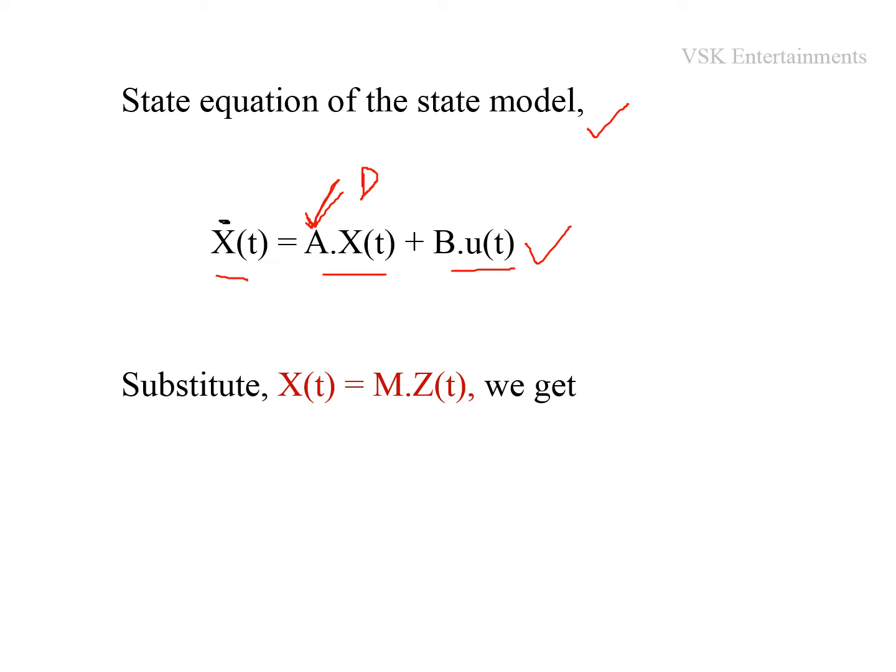In order to make this non-diagonal system matrix into a diagonal system matrix, we have to substitute x of t is equal to M into z of t. This is the new model. Here M is the model matrix. Now we are going to substitute x of t is equal to M into z of t in this equation in order to get the non-diagonal system matrix into a diagonal system matrix.